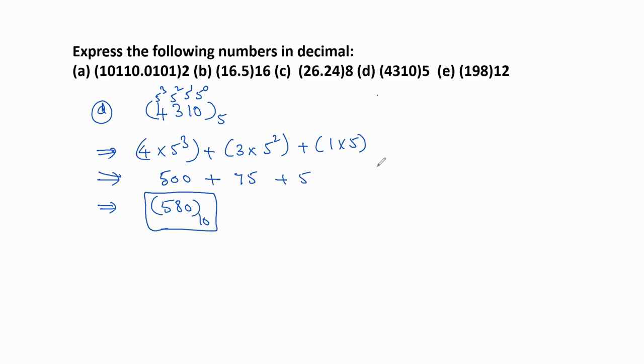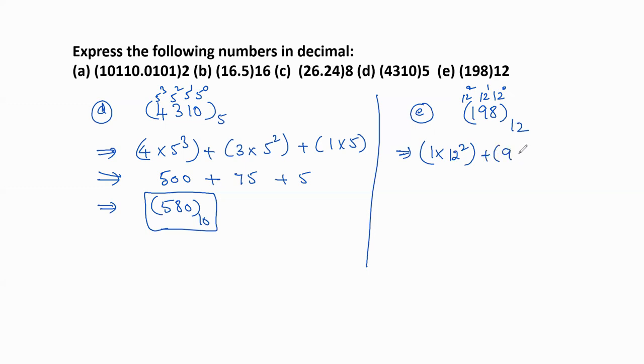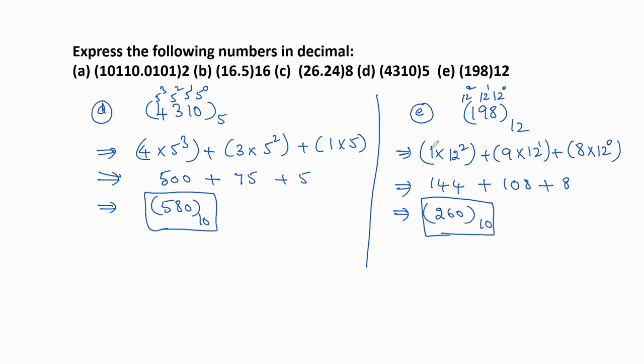This is our answer. The same way, the last part, 198 with the base 12. In the same way, apply 12 power 0, 12 power 1, 12 power 2. This gives 1 into 12 power 2 plus 9 into 12 power 1 plus 8 into 12 power 0. Then write the equivalent value: 144 plus 108 plus 8, since 12 power 0 is 1, so its value is 8. The total should be 260 with the base 10. This is our answer. I hope you understand this problem easily. Thank you.